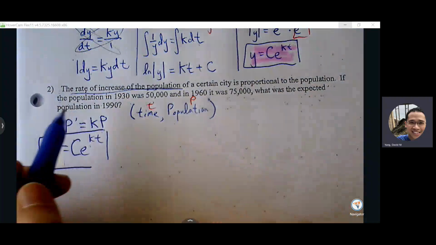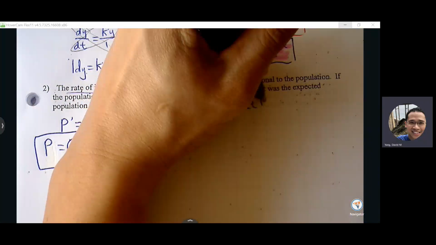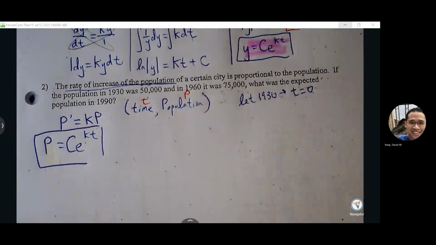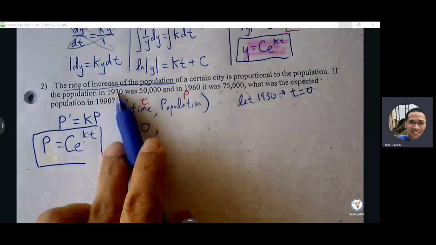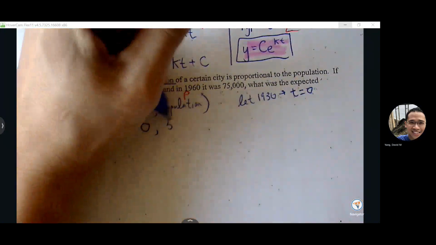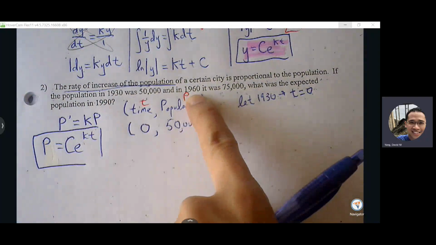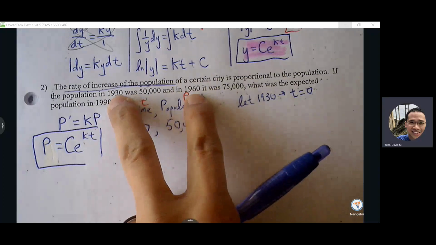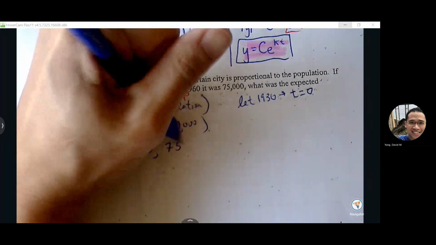So what's the earliest year that I see? 1930. So I'm going to let 1930 be t equals 0. That's my starting time, right? So I'm going to say at year 0, the population was 50,000. Right? 1960, how many years after year 0 is that? Or sorry, 30 years after my starting. So 30, comma 75,000.